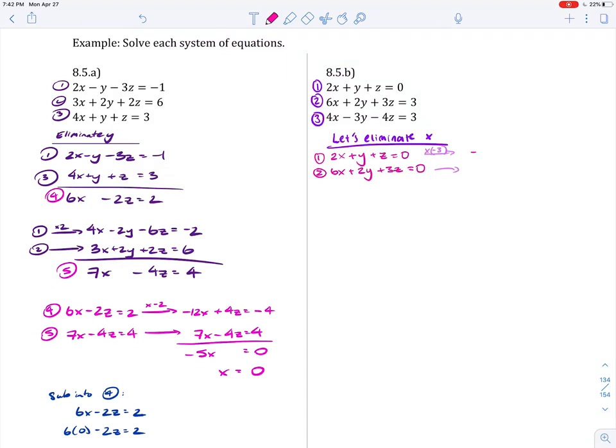I don't really have to do anything to my equation 2 here, but for my equation 1, I'm going to multiply by -3. So I get -6x minus 3y minus 3z is equal to 0. And then I get 6x plus 2y plus 3z is equal to 0. And that's just so wicked, because if I add these two equations together, -6x plus 6x, boom, gone. -3y plus 2y, boom, -y. -3z plus 3z, boom, gone.